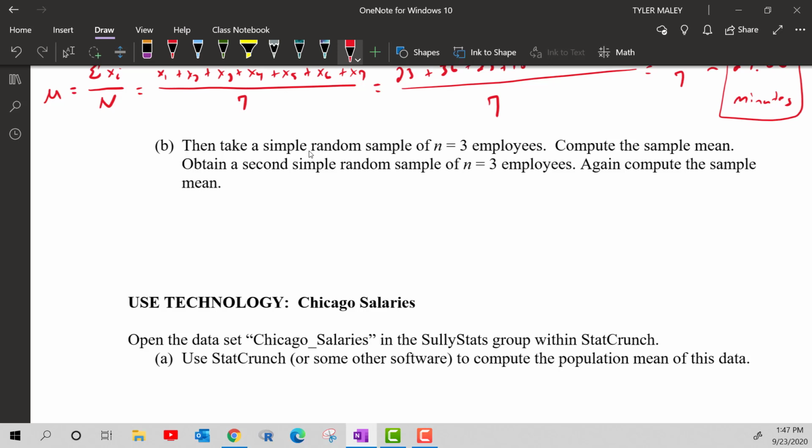So then the next thing that we want to do is to take a simple random sample of 3 employees from that data set and calculate the sample mean. So there's a couple of ways that you can do this. So I'll open up StatCrunch.